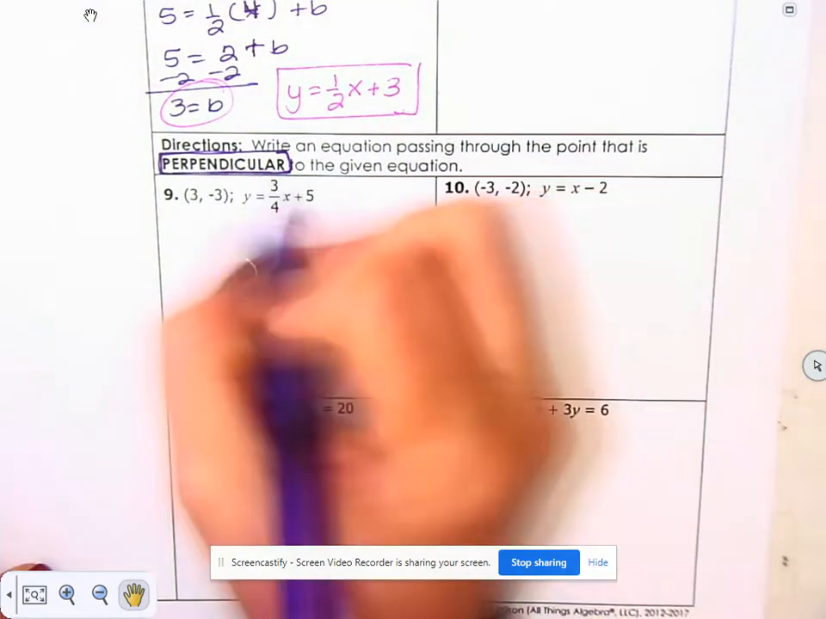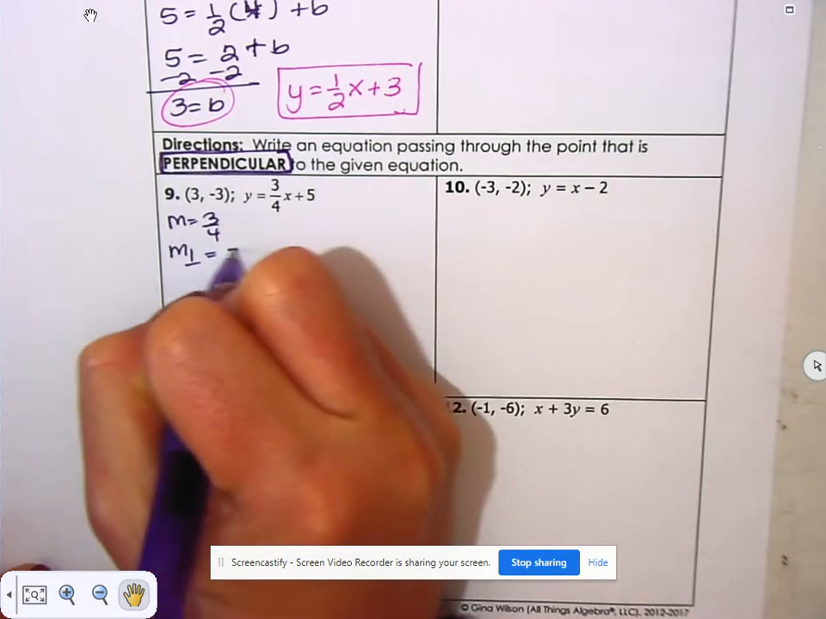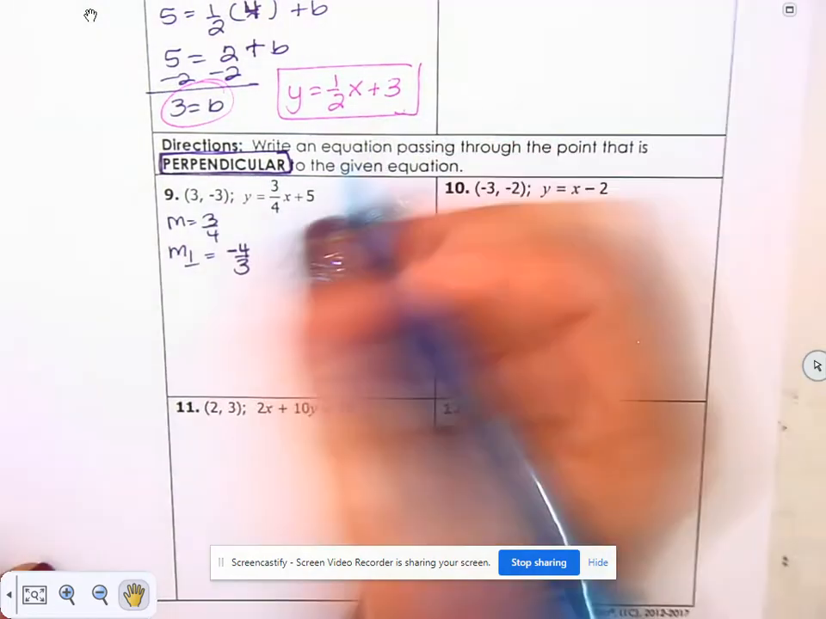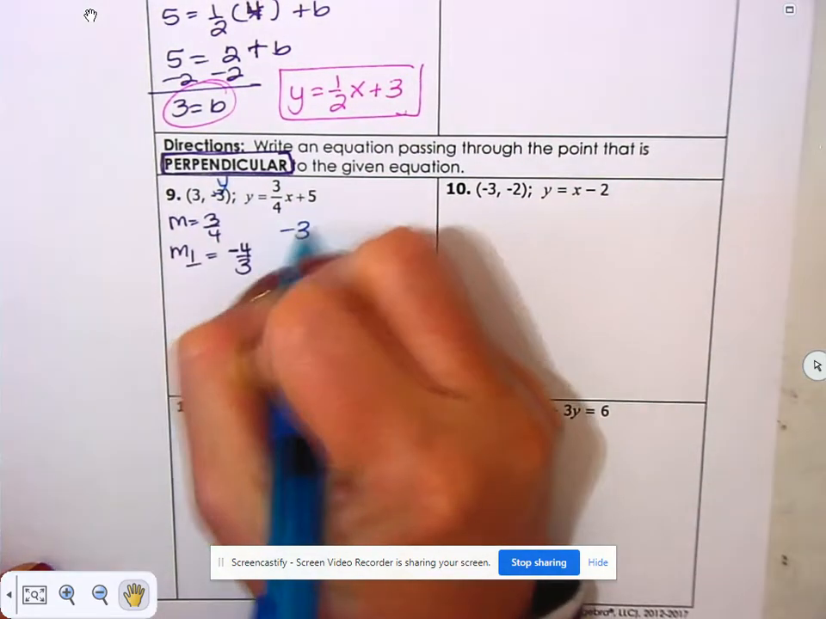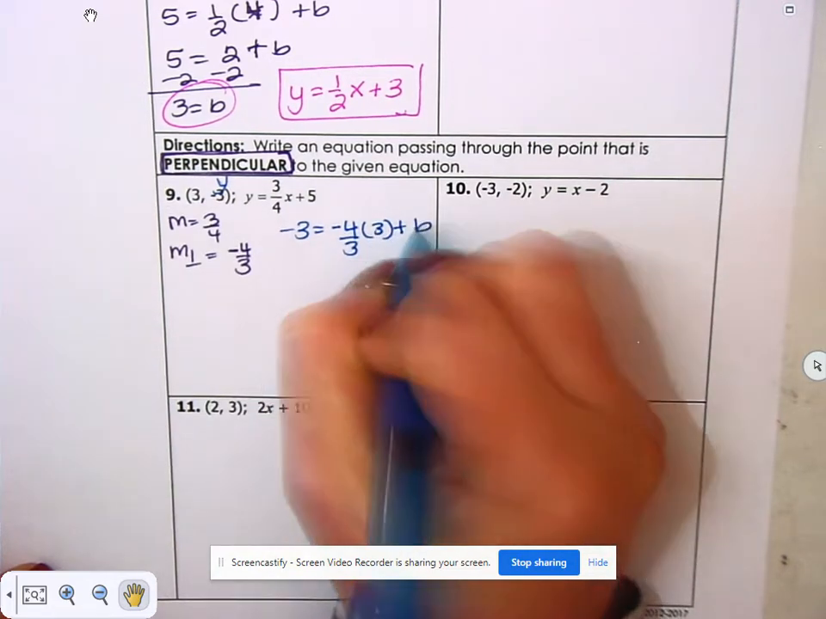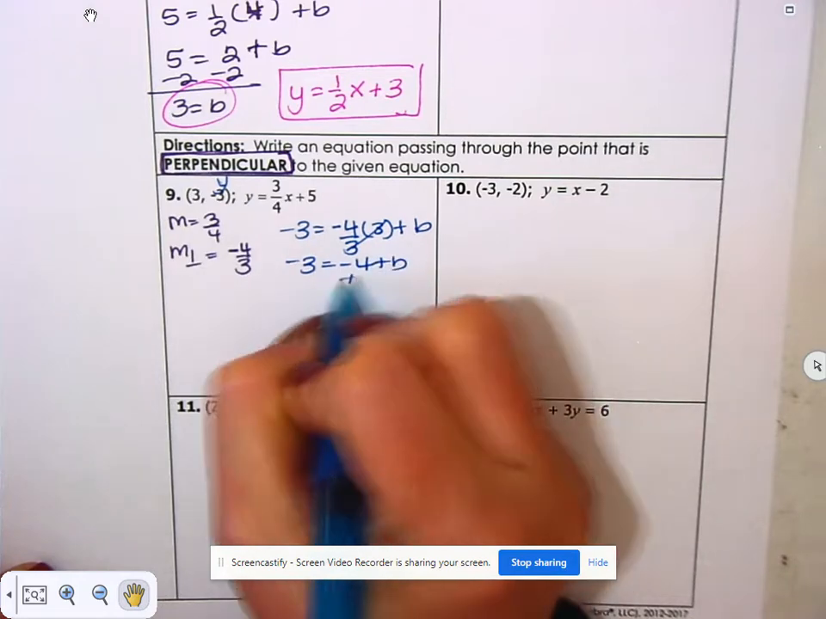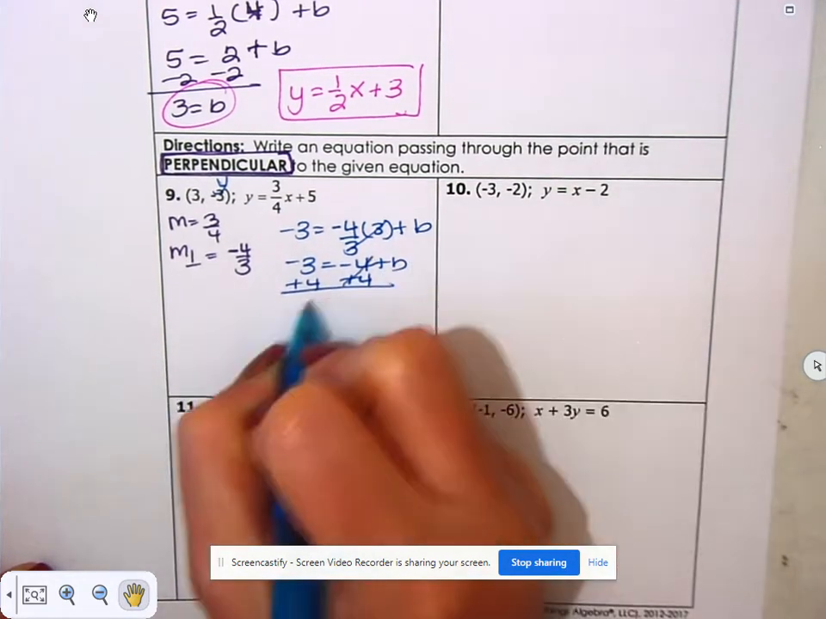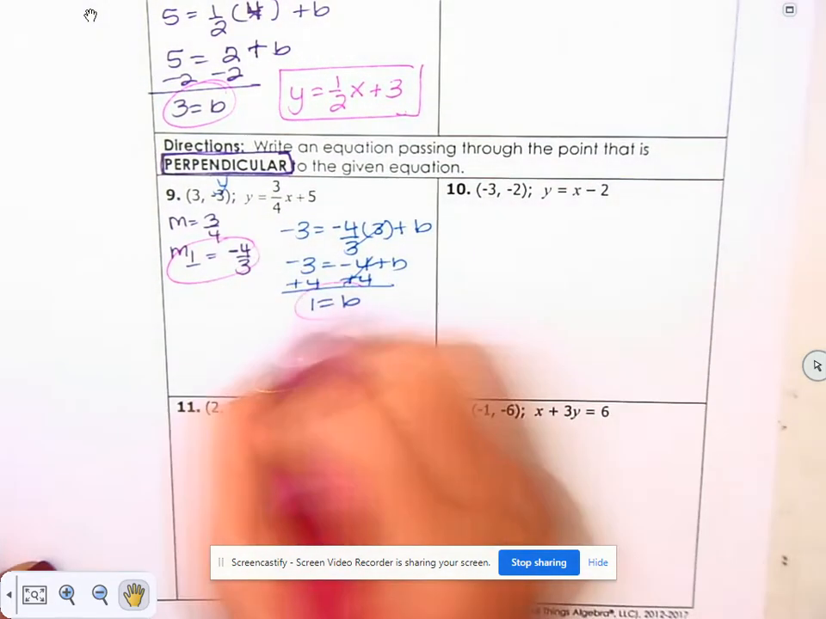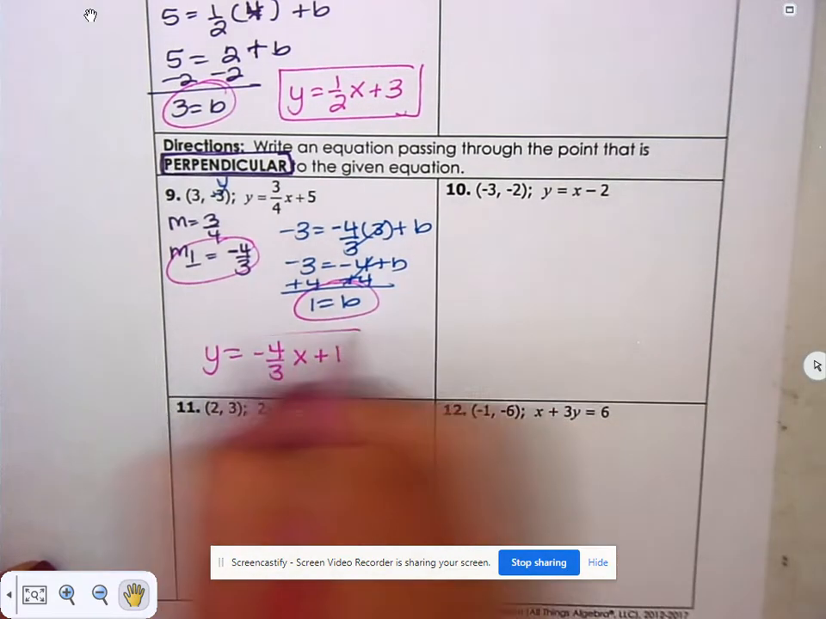Our slope right now is 3/4. So our perpendicular slope is going to be -4/3. So that's what we're going to use in our formula. Our y is -3, -4/3. Our x is +3 plus b. 3's cancel, and move your 4. All right. So now again, I've got an m, I've got a b. Here we go. Y equals -4/3x plus 1.